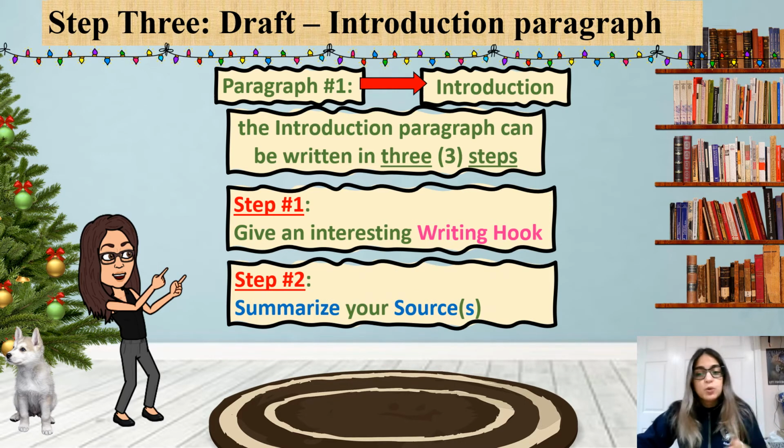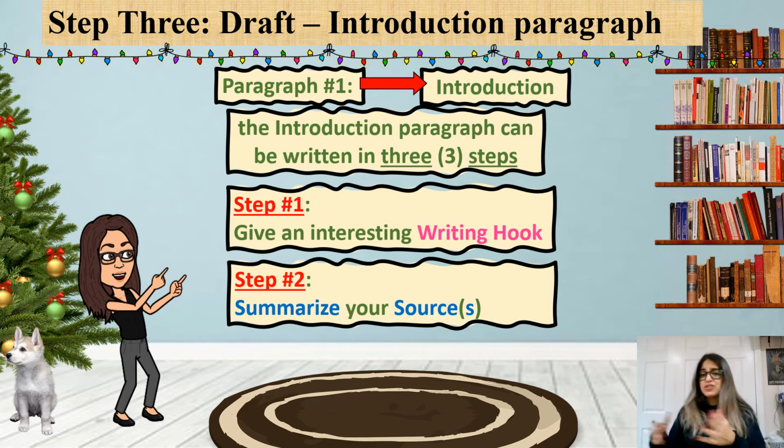Step number two, right, depending on how many sources the writing prompt is asking you to use for your essay, you should summarize the sources for the reader. Okay, luckily for you guys, this first essay that we're working on only has one source. It's just the Theseus and the Minotaur myth. So all you have to do is, in 1 or 2 sentences, briefly explain the plot of the story.